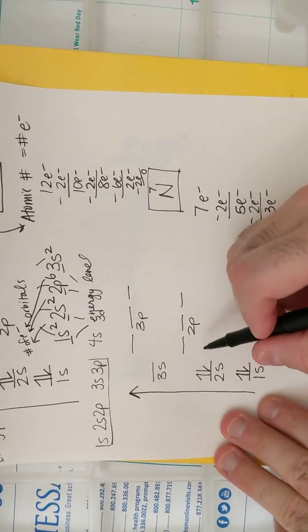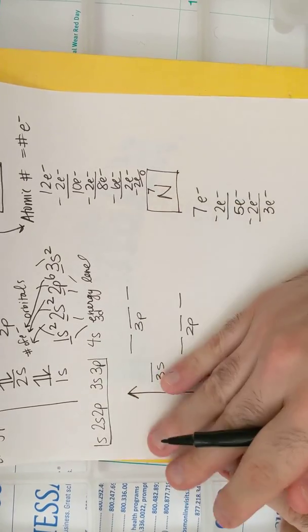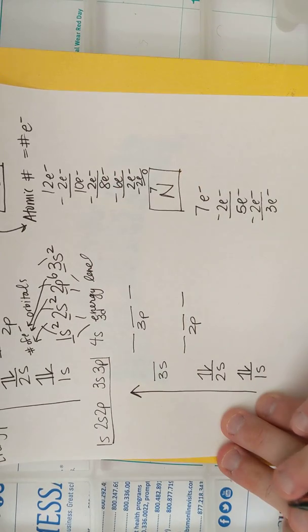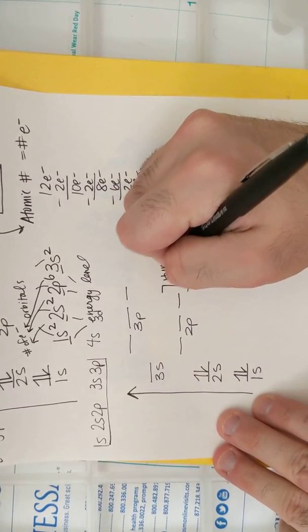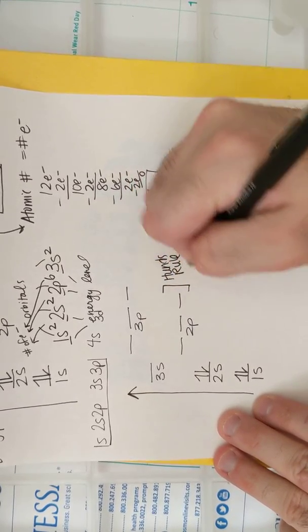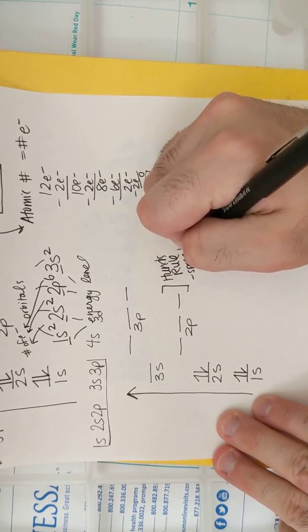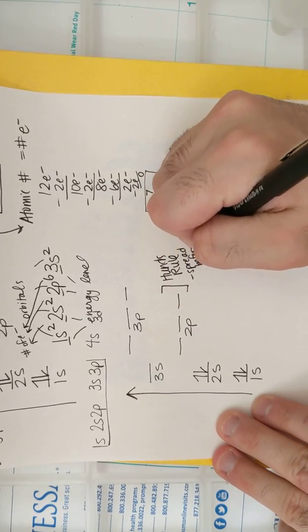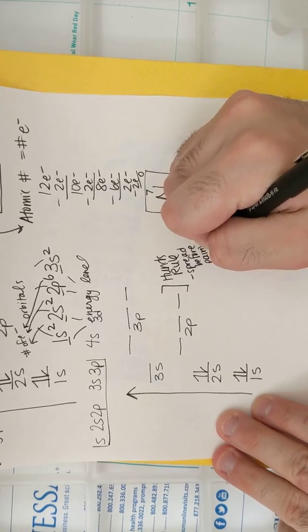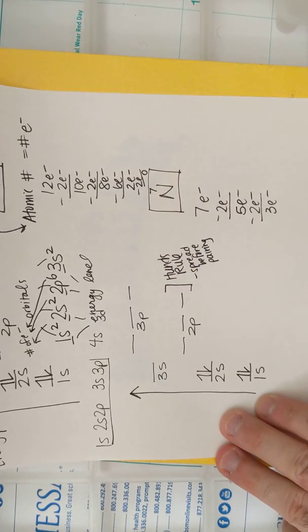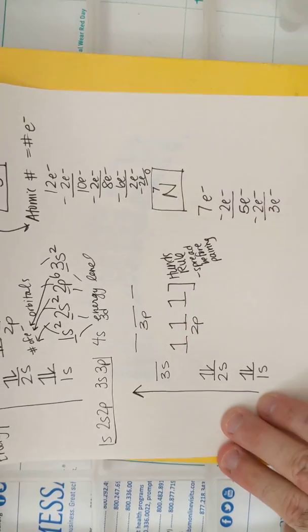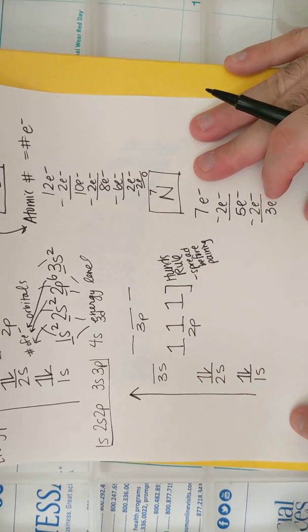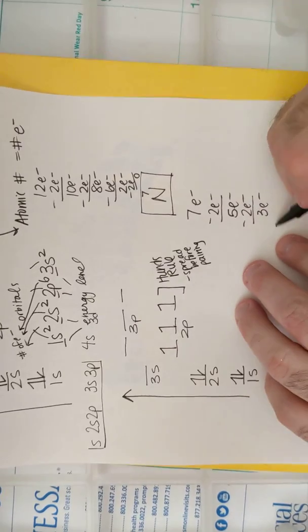And then watch what I do in the 2p. I spread them out before pairing them. We're going to call that Hund's rule. Hund's rule basically says spread before pairing. You go from bottom to top and then spread before pairing. All right, so I'm going to go 1, 2, 3. And that is how I would write the orbital diagram. And I used all 3 of the electrons.